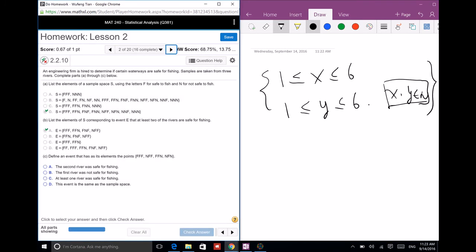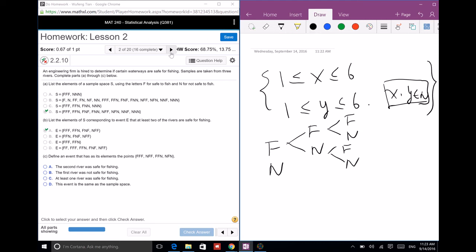Second problem, you have 3 rivers. So each river you can get F or N: safe, not safe. Safe, not safe. Safe, not safe.